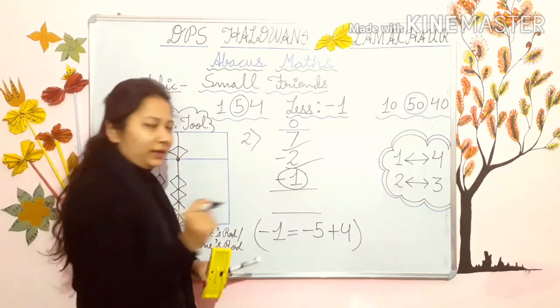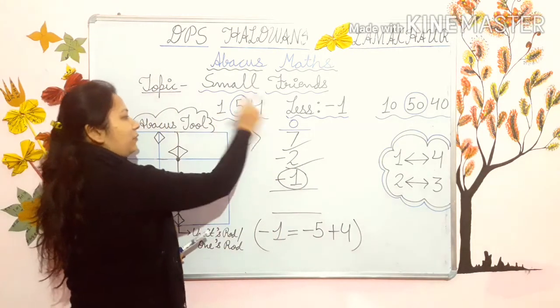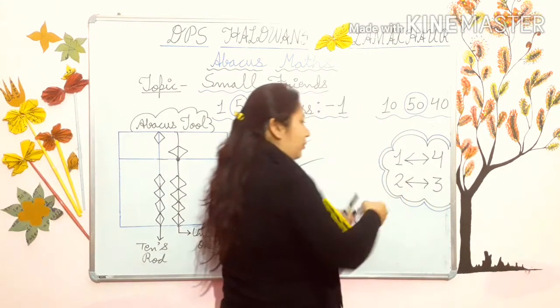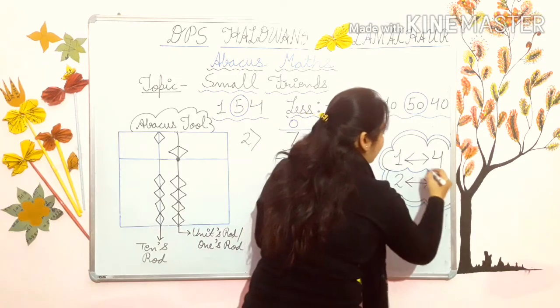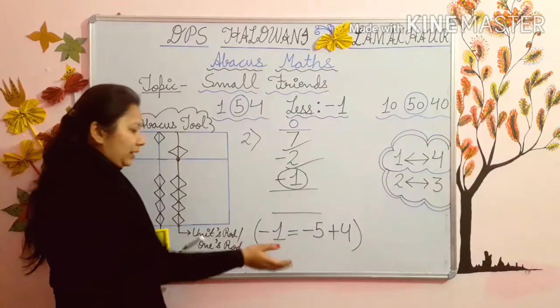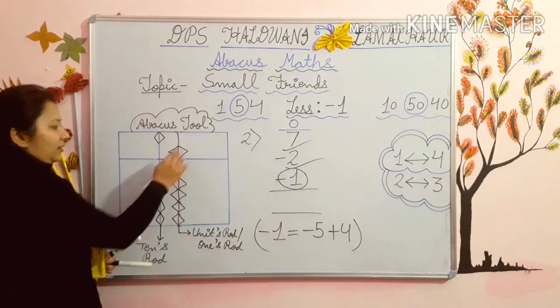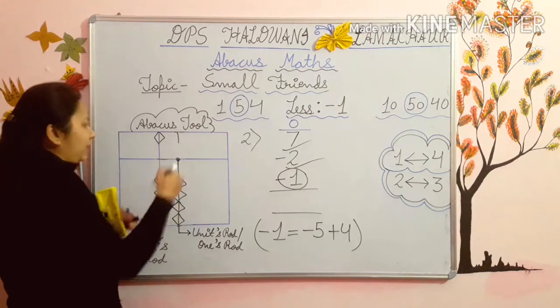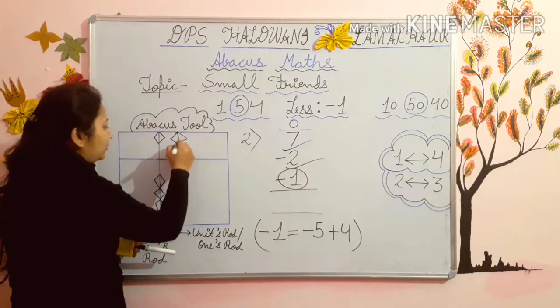See kids, today the sums are of 1 and 4, 10 and 40. Means today in our video, we will only do the sums which are related to this friend. Means 1 and 4. So let's do -5. See, -5 from here. So -5 means put the 5 bead back to its place.